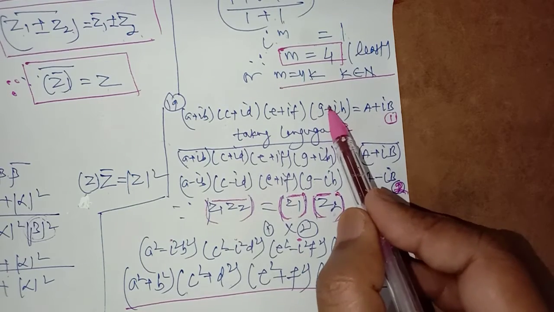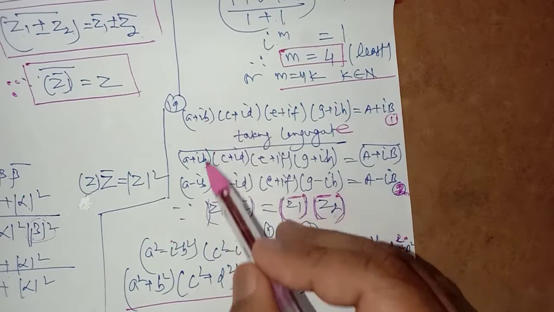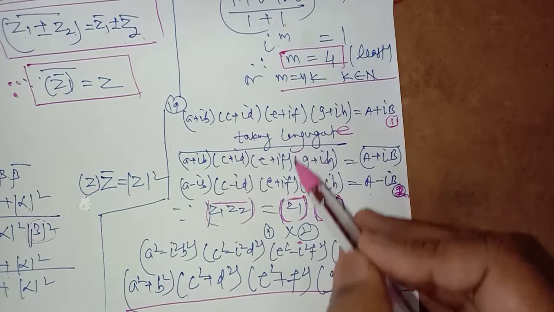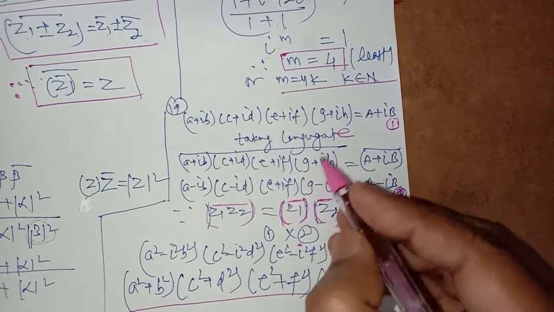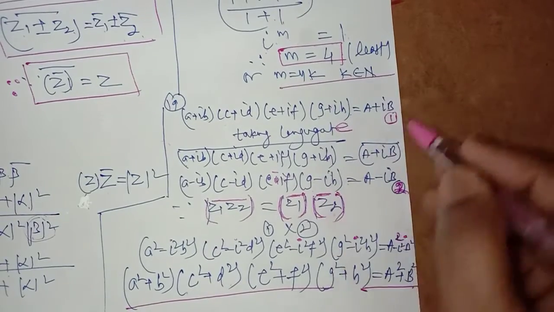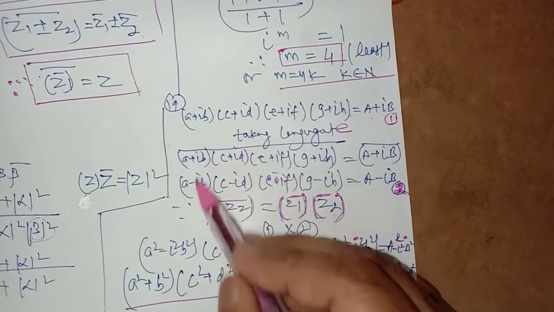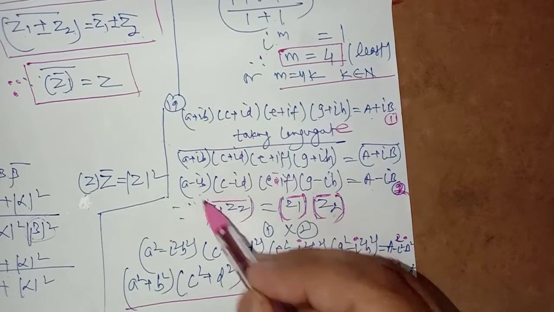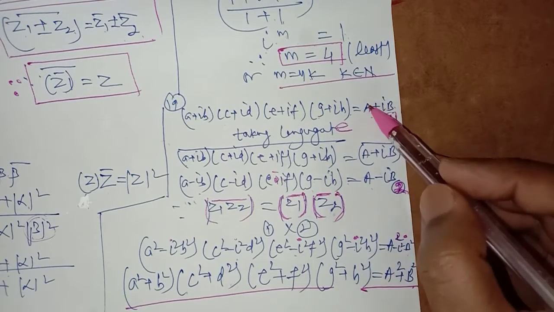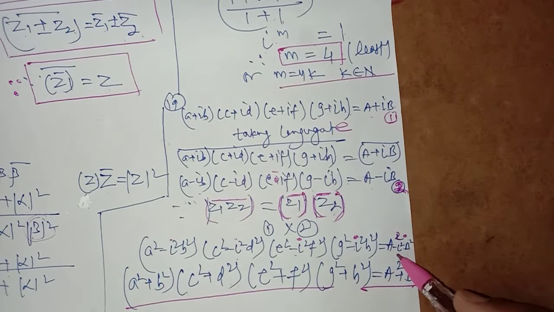Now multiply this step with this. First multiply by second. So (a plus ib) into (a minus ib), (c plus id) into (c minus id), (e plus if) into (e minus if), and (g plus ih) into (g minus ih) is equal to (a plus ib) into (a minus ib). So when you multiply these two, you'll get a square minus i square b square. Similarly here, similarly here, similarly here, and similarly on the right hand side: a square minus i square b square.